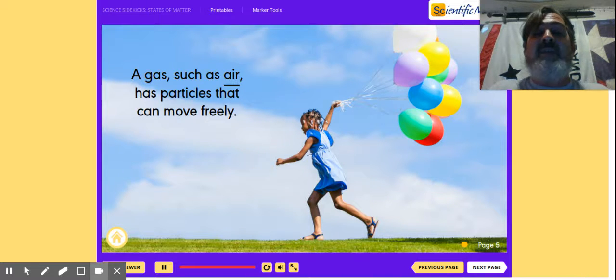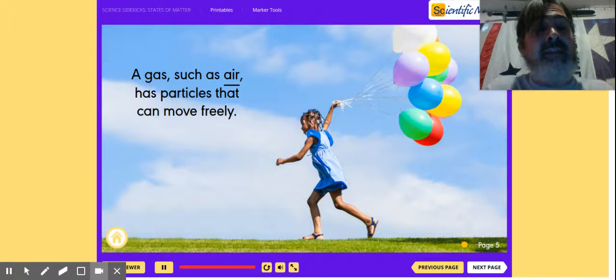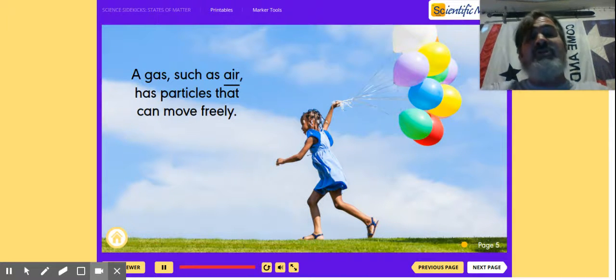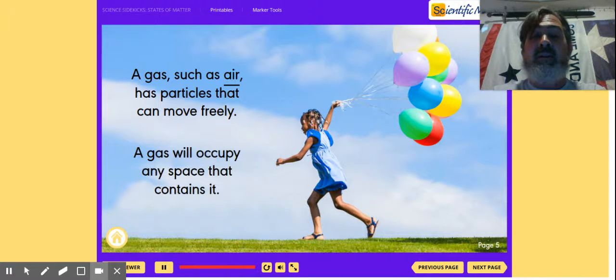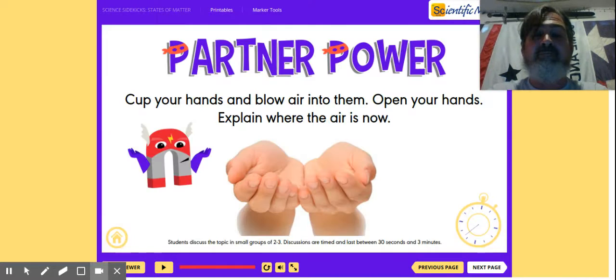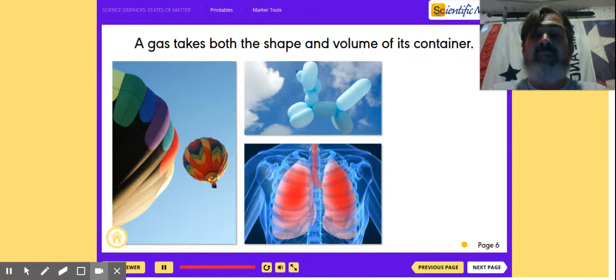A gas, such as air, has particles that can move freely. So if you release a gas into the room, it just flies everywhere. It just goes throughout the room. A gas will occupy any space that contains it. A gas takes both the shape and the volume of its container.